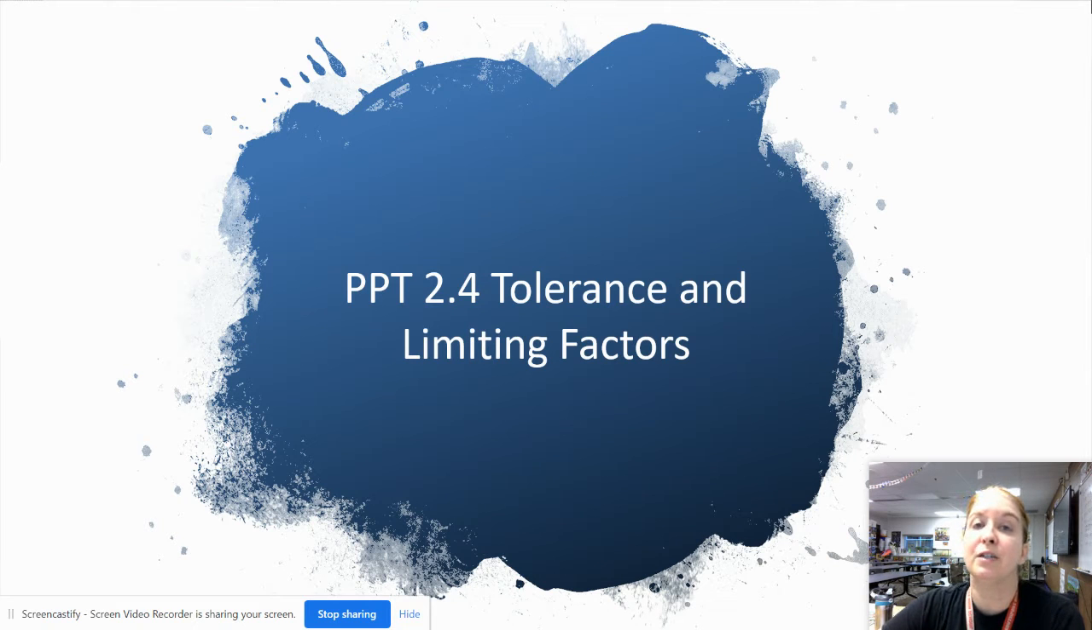Welcome to Unit 2, Section 4 Notes, Tolerance and Limiting Factors. This is page 6 of your unit packet.